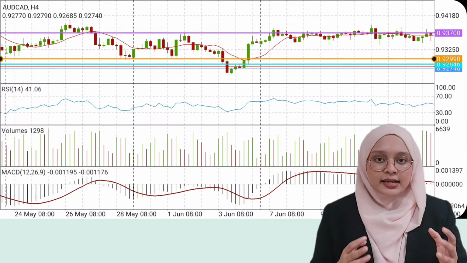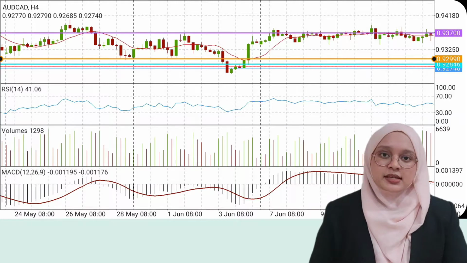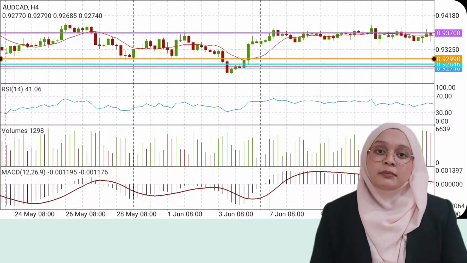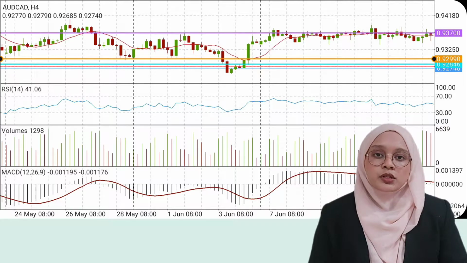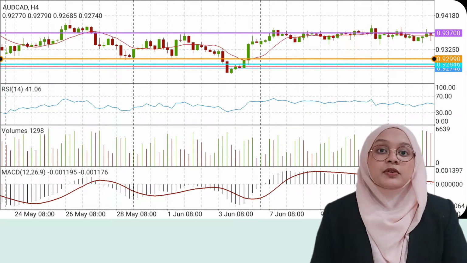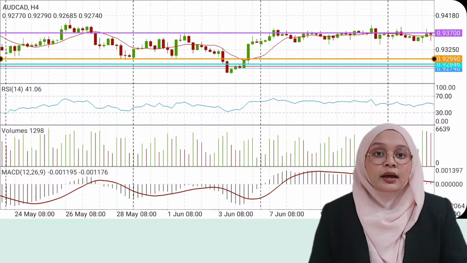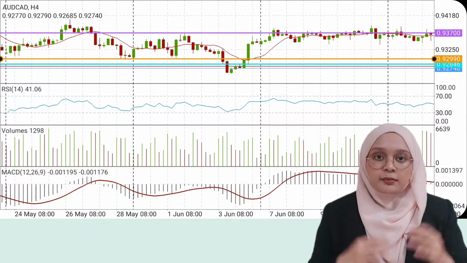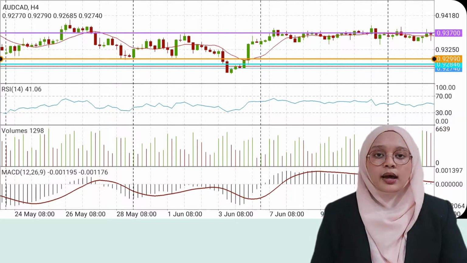Secondly, support and resistance. In the graph, it can be seen between the 28th May 2021 and the 3rd June 2021. The orange line represents the first support line, while the purple line is the first resistance line, and the blue line represents the second support line.